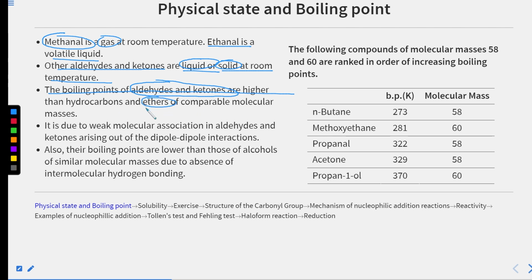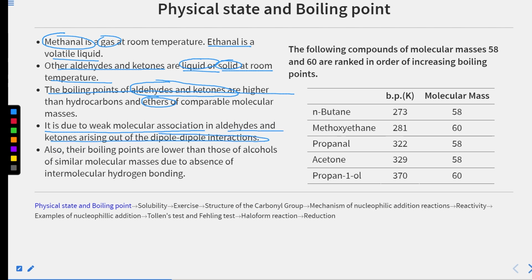So we will see the demonstration when we do the exercise. You will see why this is so. Why is the dipole moment less? You must have seen this in alcohol, phenol and ether also, but we will just make a quick review of that also. Clear? Now it is due to the weak molecular association of aldehyde and ketone arising from dipole-dipole interaction.